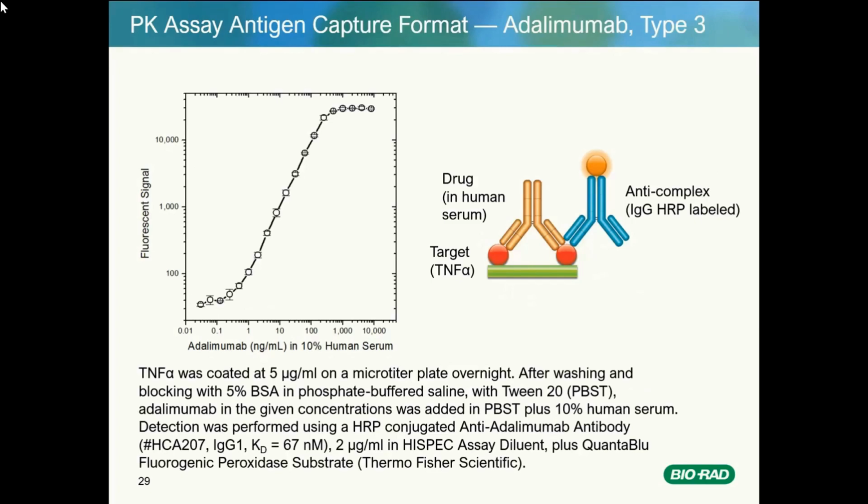This is an example of a PK assay antigen capture format. This is for adalimumab. TNF alpha is the capture antigen. We come in with the drug in human serum and close the complex. A type 3 is used for detection. The sensitivity is even higher here, so we can achieve a really high sensitivity with these type 3 antibodies as well.